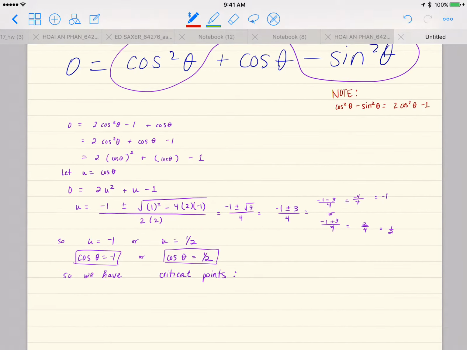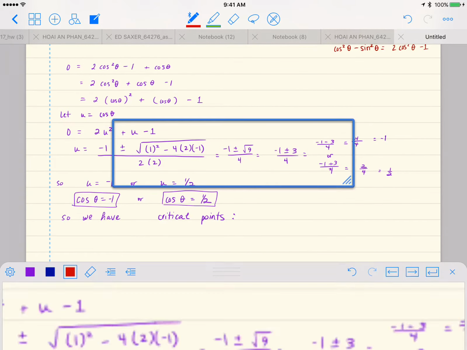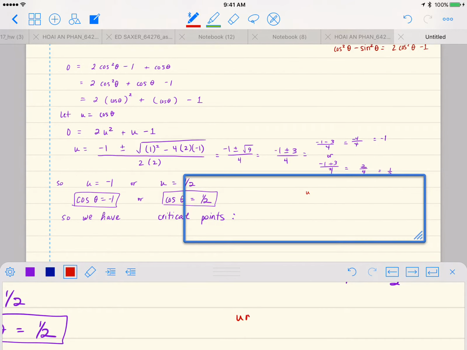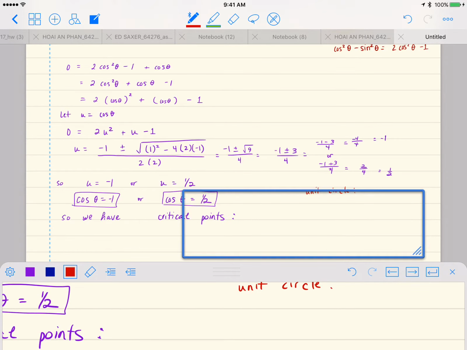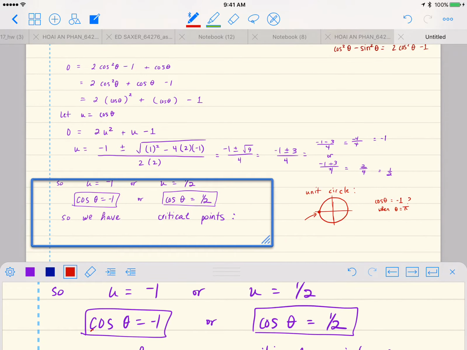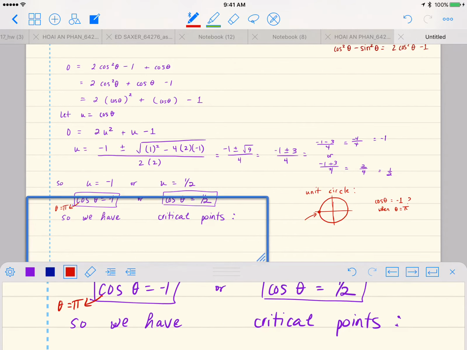So down here, how many critical points do we have? Well, let's look. We need to think about cosine of theta. Now I'm going to think about the unit circle. On the unit circle, remember, the cosine values occur in the first coordinate, the x coordinate. So for what value of theta is cosine of theta equal to negative 1? Well, x needs to be negative 1, which means we're talking about this point right here. So when theta equals pi, this value is not in our domain, right?